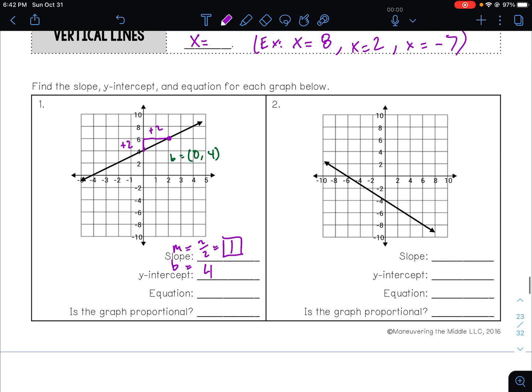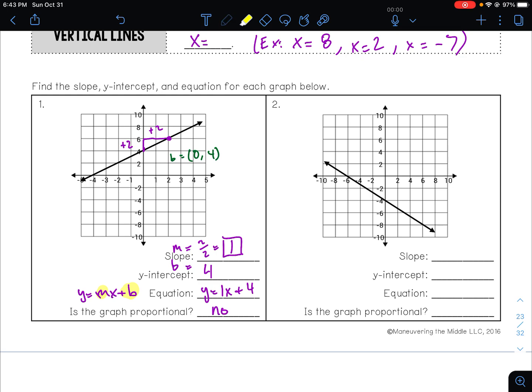My equation, remember, is y equals mx plus b, and you just have to fill in the m, which is the slope, and the b, which is the y-intercept. So y equals m is 1, x is x, plus b, which is 4. So you could either write it as y equals 1x plus 4 or y equals x plus 4. They're both correct. The second one's actually better, but it's fine. Is the graph proportional? The answer is no, because if we have a y-intercept like that, that's not 0, it is not proportional.